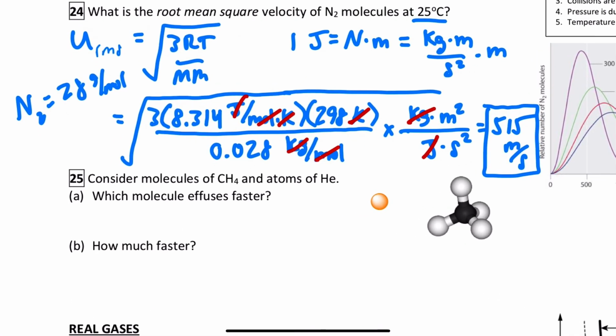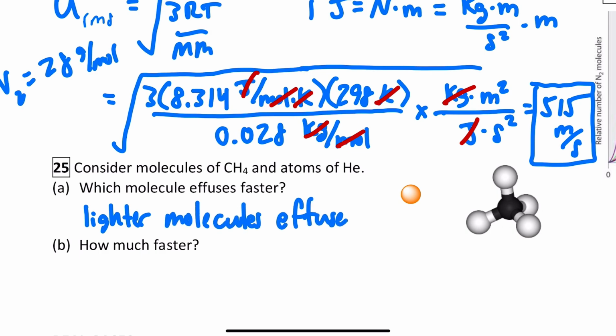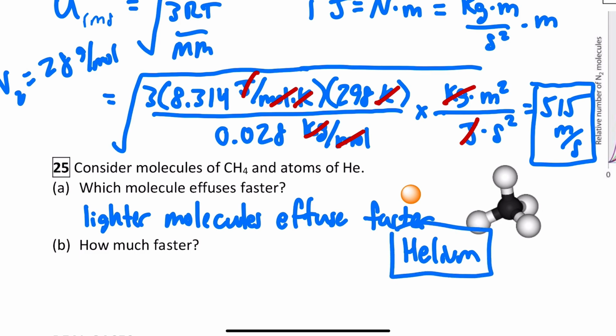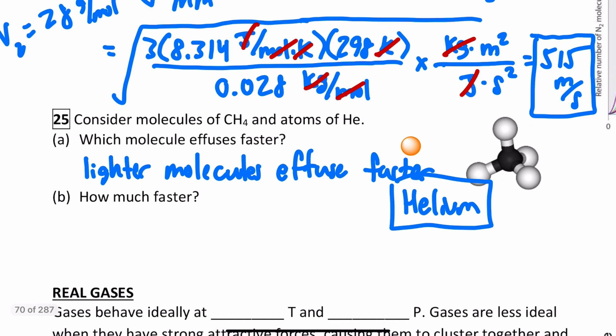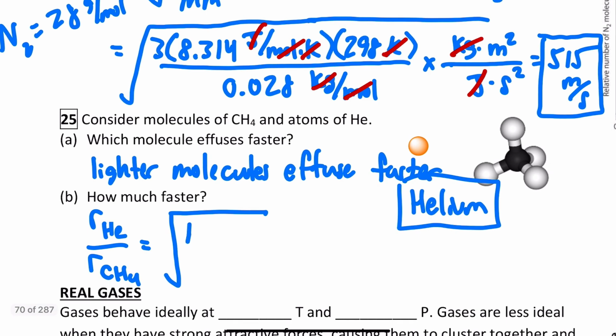Okay, so helium is much smaller than methane. So lighter molecules effuse faster. So that means helium should be the answer to this question. And we can quantify this. How much faster? The rate of helium relative to the rate of methane is going to equal the square root of the molar mass of methane, divided by the molar mass of helium.